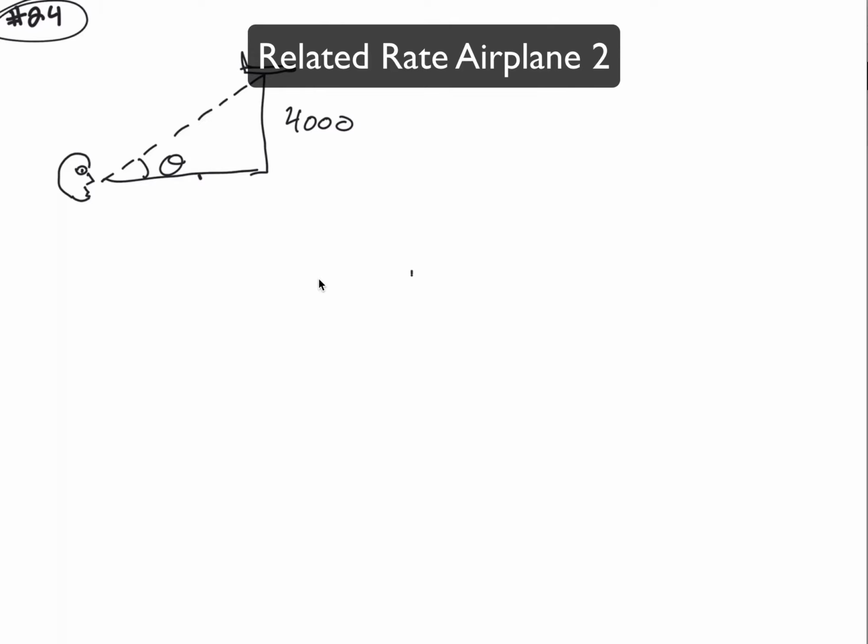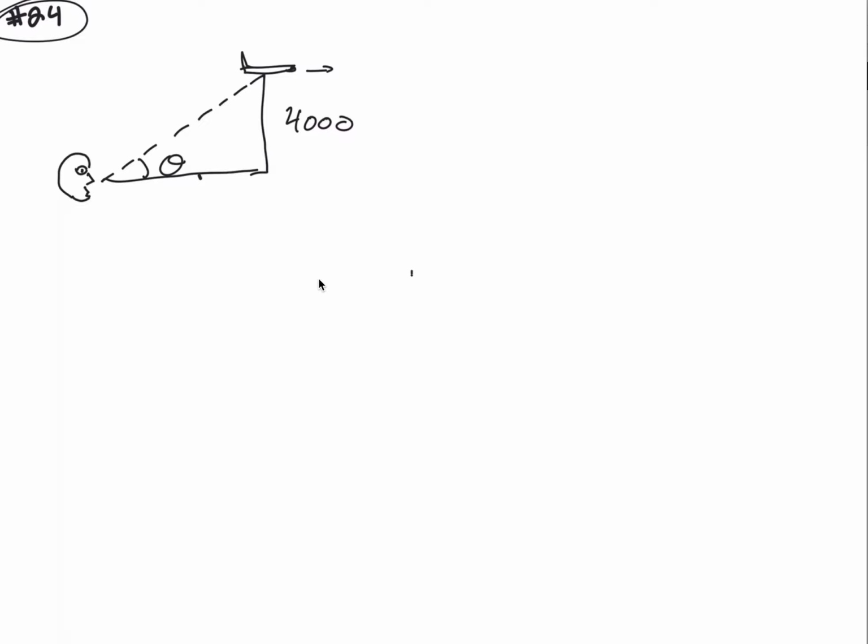Okay, so the problem says an aircraft is flying horizontally, right, so this way, at a constant height of 4,000 feet, so that's this 4,000 feet that we have here, above a fixed observation point, so that's our little person right here. At a certain instant, the angle of elevation is 30 degrees and decreasing, and the speed of the aircraft is 300 miles per hour. Okay, so let me write that down.